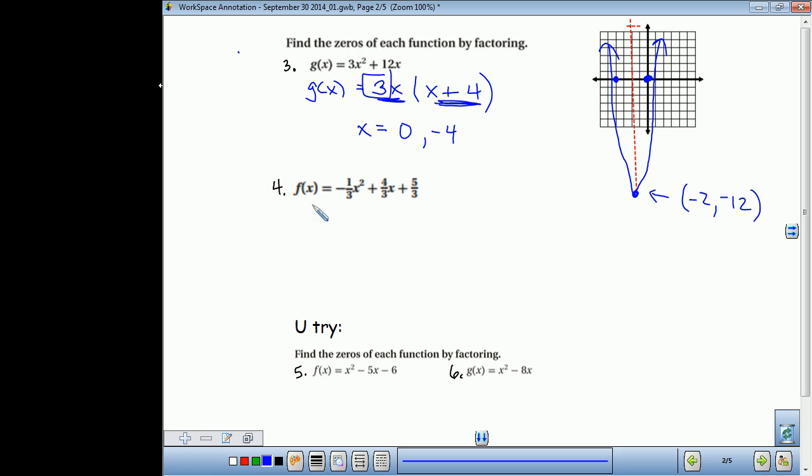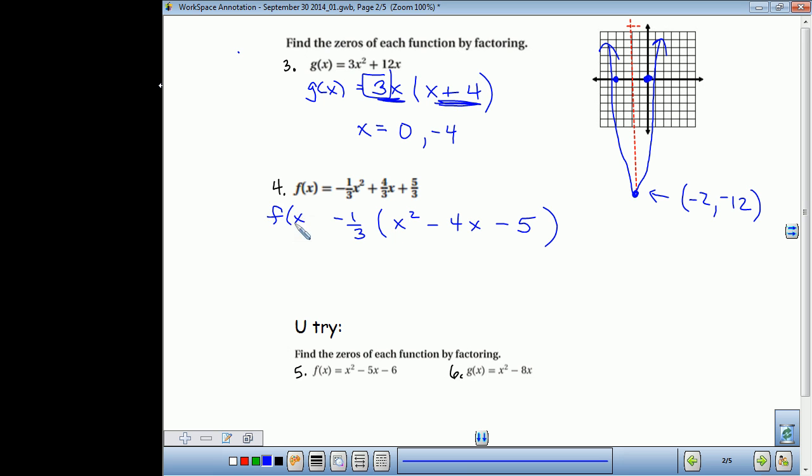Oh, great. In example 4, do you see a divide by 3, a divide by 3, a divide by 3? Do y'all see a GCF? What is it? Negative 1/3. And if we factor out the negative 1/3, do you see that gives us negative 4x minus 5?